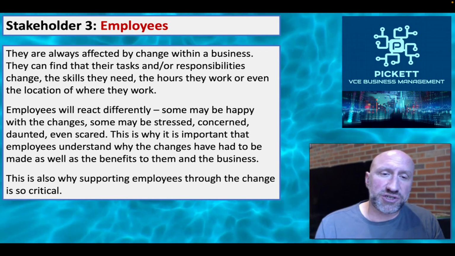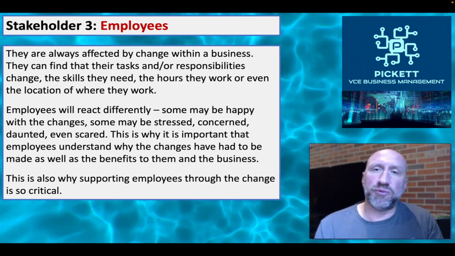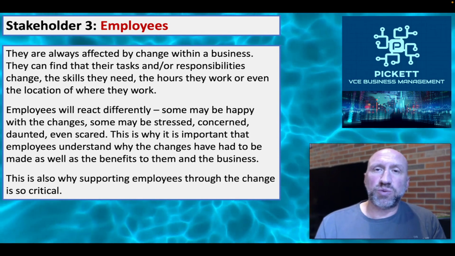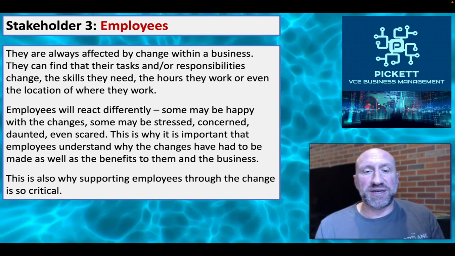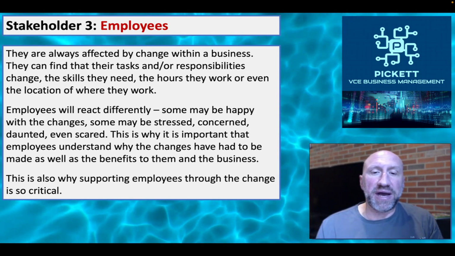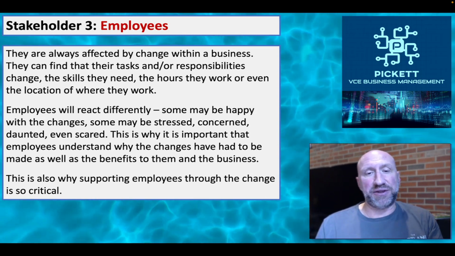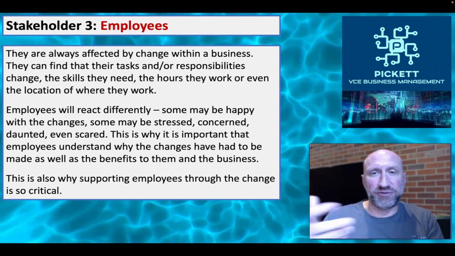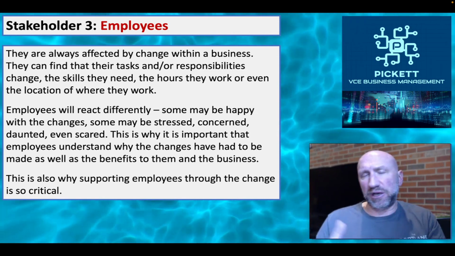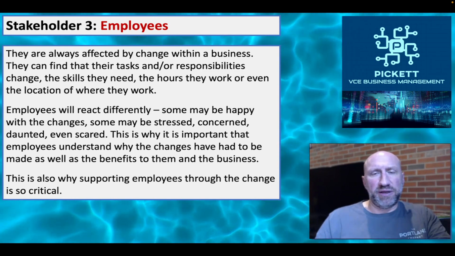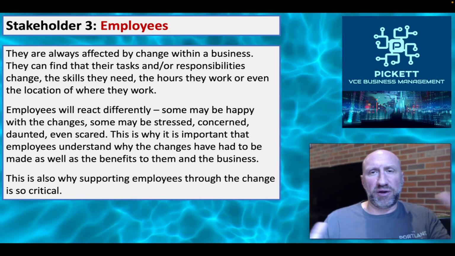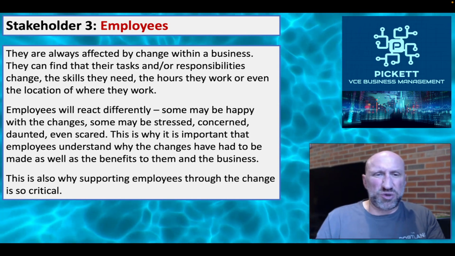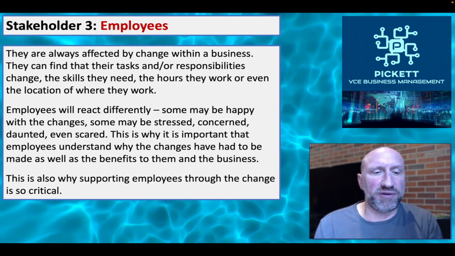Some are going to be happy with the changes. Some are going to be stressed. Some will be concerned, daunted, scared. This is why it's really important that employees understand why the changes have had to be made, as well as the benefits to them personally and the broader business. Okay, we've talked about that multiple times. There's a lot of crossover between these key knowledge dot points here. They all blend back into one thing, really. So much of this stuff is repeated.